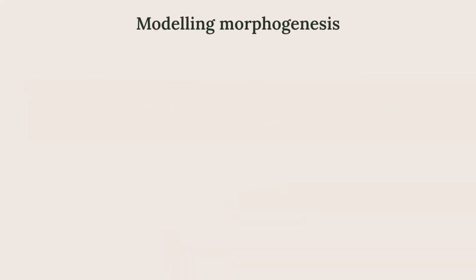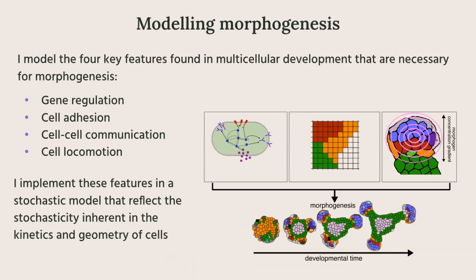So let's go over my model for morphogenesis. There are 4 key features to the model, and these key features are just the essential features of multicellular development, which are gene regulation, cell adhesion, cell-cell communication, and cell locomotion. And these features are implemented in a stochastic model called the cellular Potts model, which reflects the stochasticity which is inherent in the kinetics and geometry of cells.